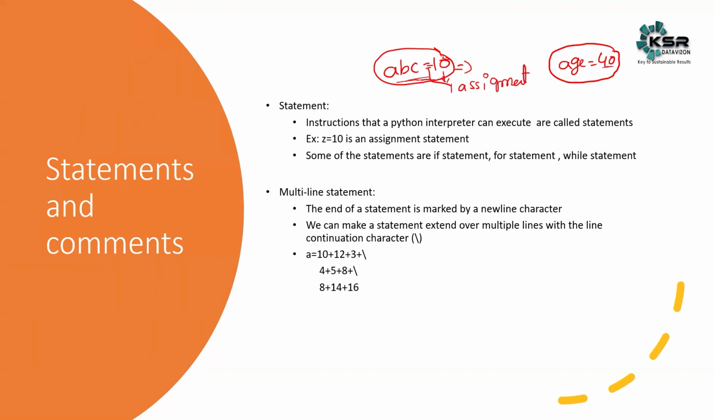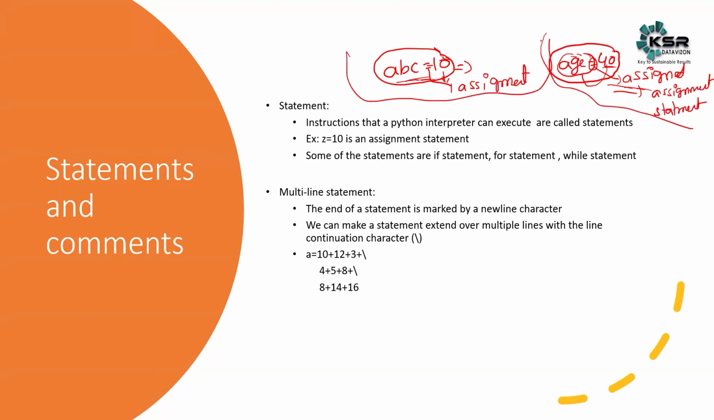40 is a value which is assigned to the identifier. Assigned means equal, and because of that we are using the word assigned. Age is an identifier, so hence assigned. This statement is called an assignment statement.